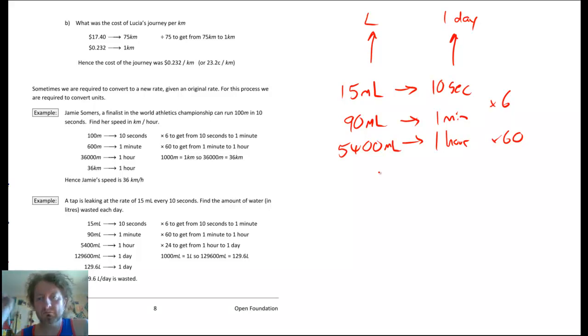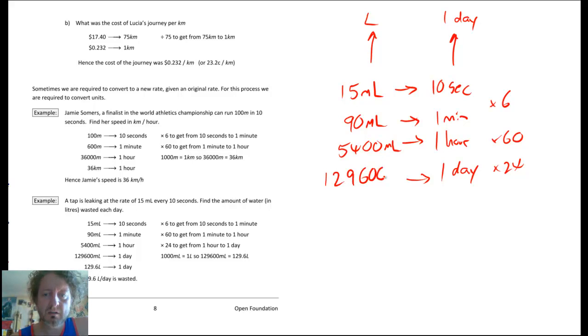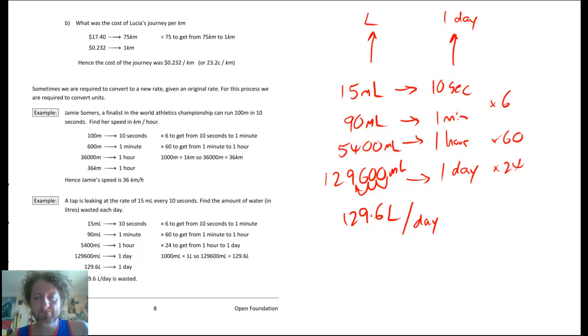It really makes no difference, but I'm probably just doing this on the calc. 1 hour, well, I'll times that by 24 to get to 1 day, and suddenly I've already got my answer. 5,400 times 24 gives 129,600 mils. Divide by 1,000 gives me 129.6 litres in 1 day. That's how much we're losing, 129.6 litres per day. And we're done.